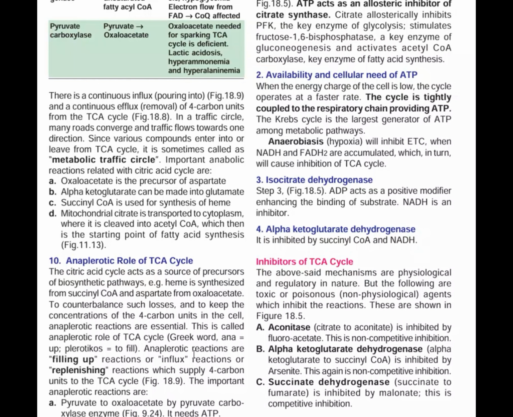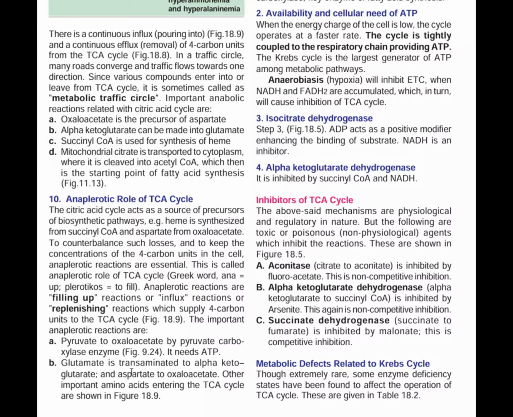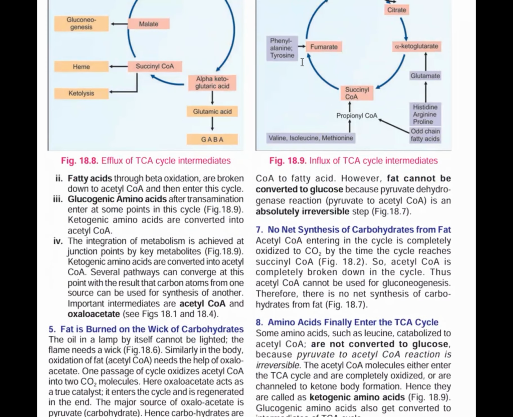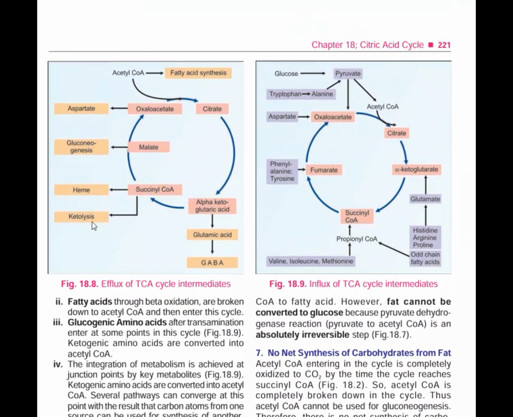to the TCA cycle. The important anaplerotic reactions are pyruvic acid or pyruvate to oxaloacetate by the pyruvate carboxylase enzyme, where ATP is needed, and glutamic acid is transaminated to alpha ketoglutarate and aspartate to oxaloacetate. Other important amino acids entering the TCA cycle we have already discussed in the earlier figure. And moreover, pyruvate can be carboxylated to form malate by the NADP dependent malic enzyme. So this is the influx, efflux, anaplerotic reactions, and amphibolic role of the TCA cycle.